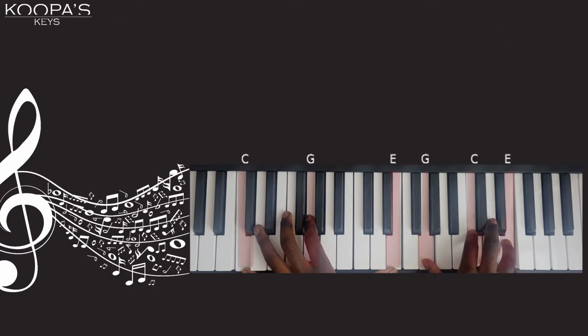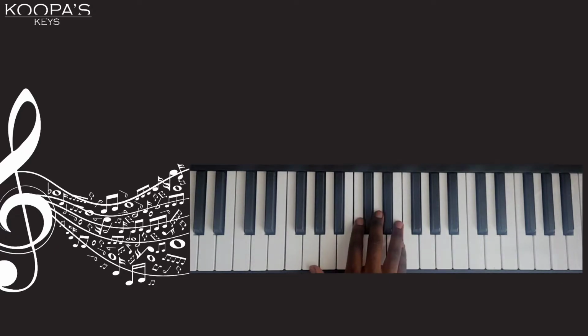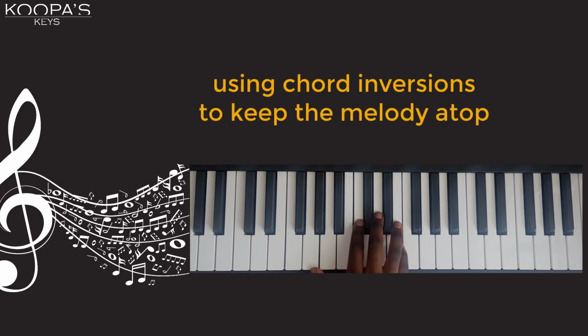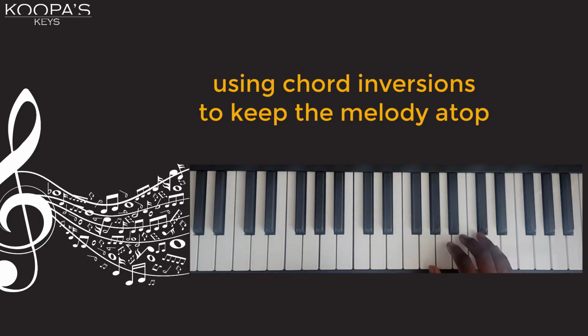So for As the Deer, if I was to do this technique where I play the melody line, keeping it on top with the chords, and I'm extending the chords, making it sound full and rich, which is what we're here to learn, it would sound something like this.